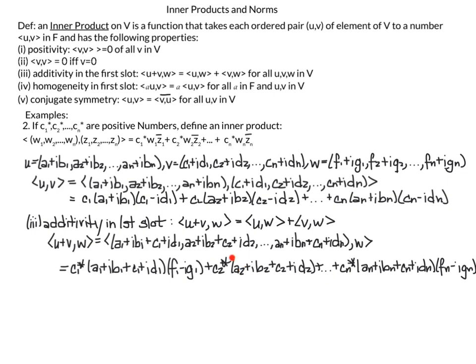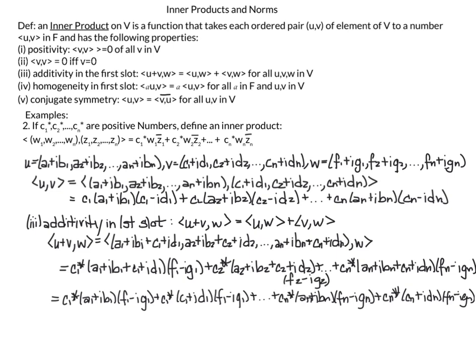My second term will be my c2 star constant times my second coordinate of u plus v, which is (a2 plus ib2) plus (c2 plus id2), times, I totally forgot, over here I need to multiply by f2 minus ig2. And then I go up to my nth coordinate, which is my cn star, times (an plus ibn) plus (cn plus idn), times the complex conjugate of my last coordinate of w, which is fn minus ign.